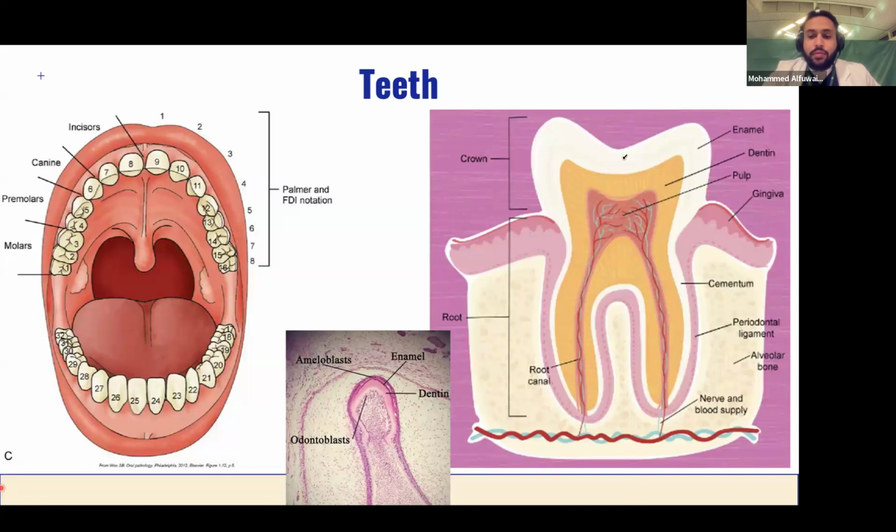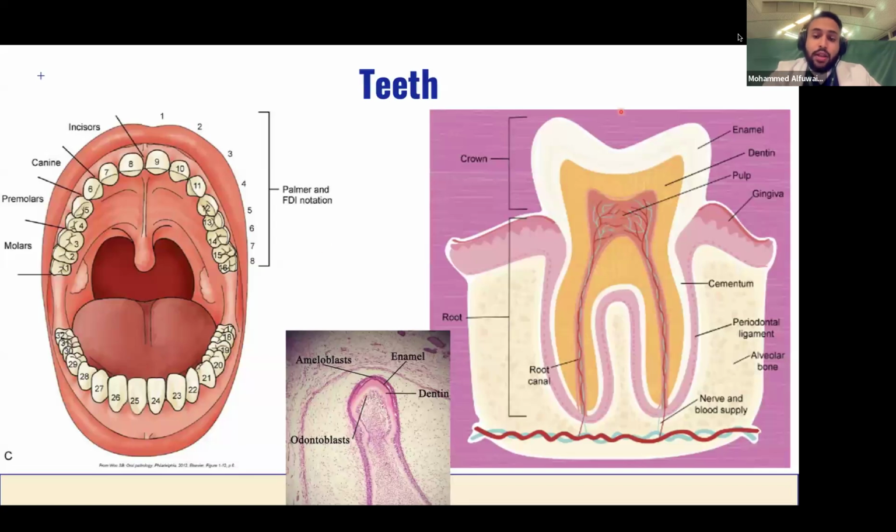The teeth and the rest of the oral cavity. So for the teeth, how many teeth do we have? We have 32. We have the front two incisors, then the canines, then the premolars, then the molars. Usually most people will have around 28 to 32 teeth because of the wisdoms, and people usually remove them.